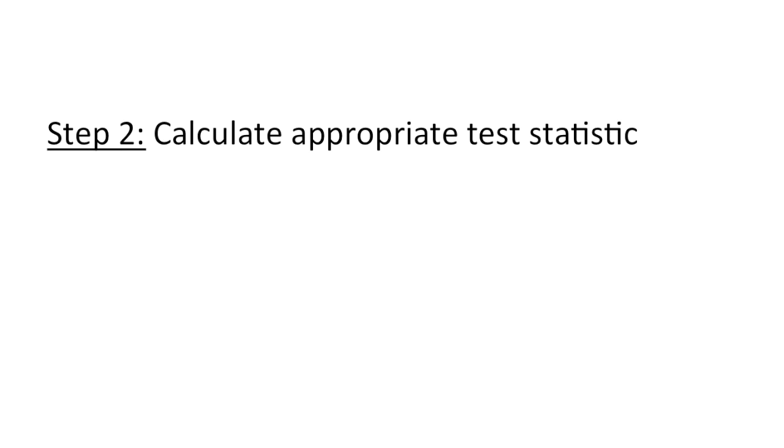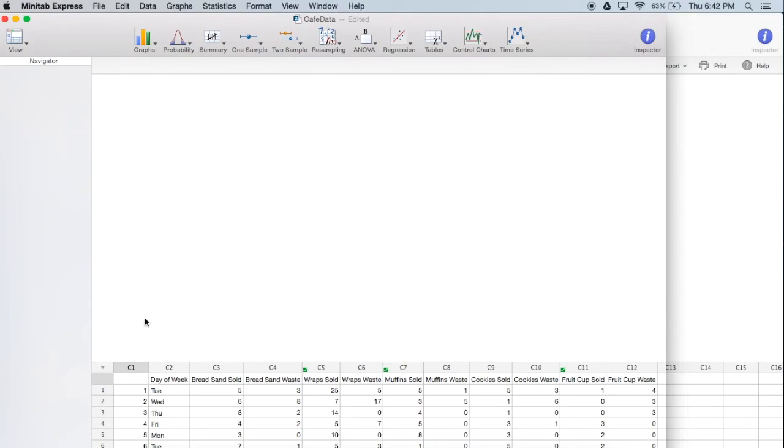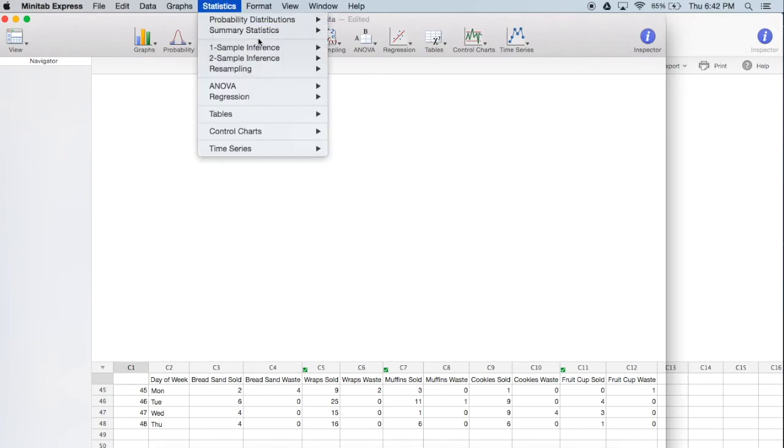Let's go to Minitab Express to calculate the appropriate test statistic. Here we have the CAFE dataset in Minitab Express. We can see that the sample size is 48. Because the sample size is large, it's greater than or equal to 30, we're going to use the t-distribution to approximate our sampling distribution. We'll go to statistics, one sample inference, and at this point we do need to choose between t and z. We do not have any information about the shape of the population.